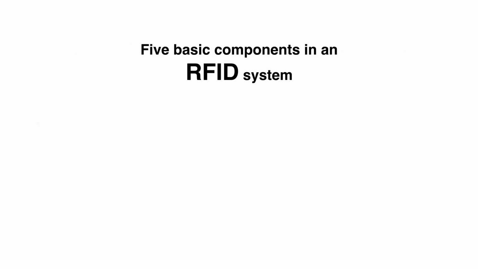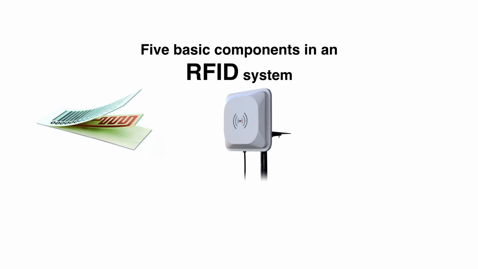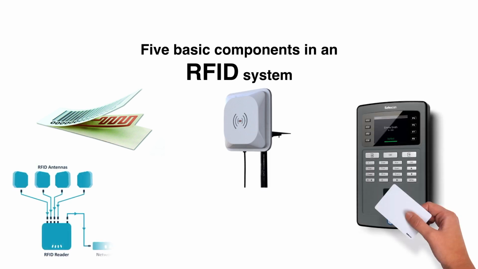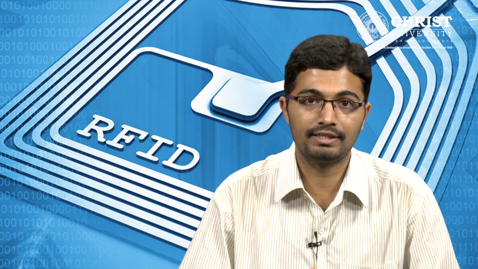There are 5 basic components in an RFID system. They are RFID tag, RF antenna, RFID reader, network and workstation. Let us learn about each component in detail.